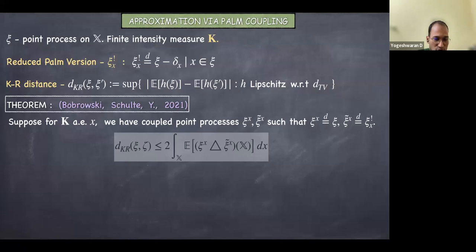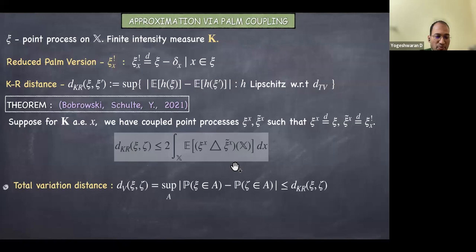First thing, in general this doesn't assume any structure on xi at all. Xi is any point process and you do this. Total variation distance between point processes, which again I'll recollect, is given by the supremum over all sets of the probability of this. Total variation distance is less than the Kantorovich-Rubinstein distance. I said this, I'm repeating it again.